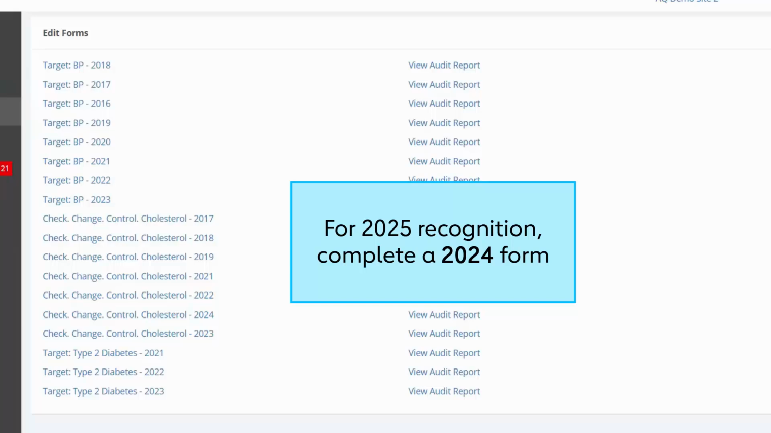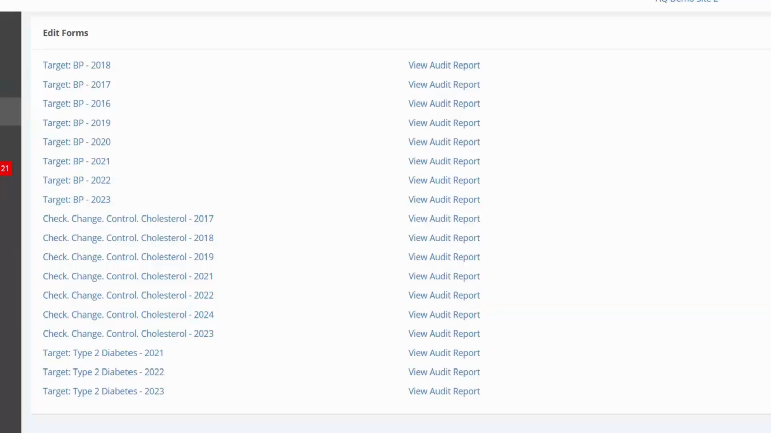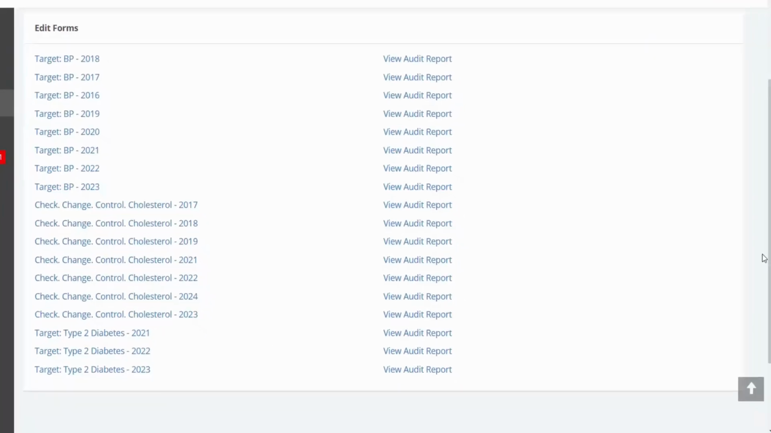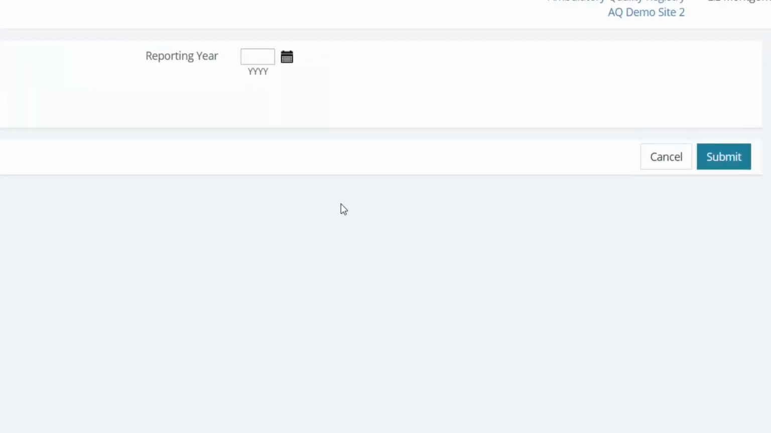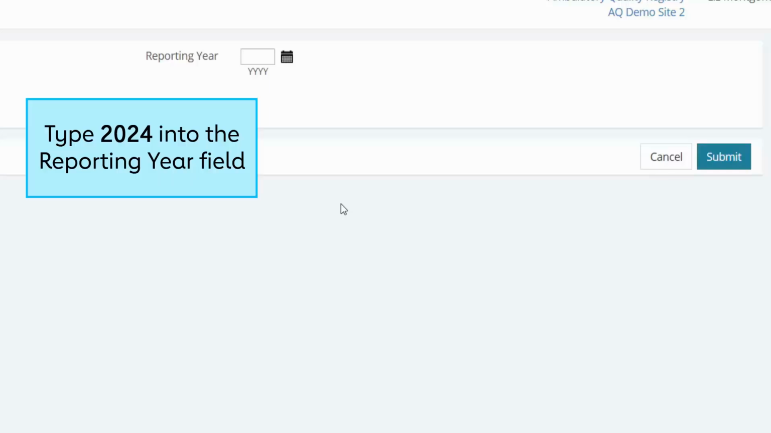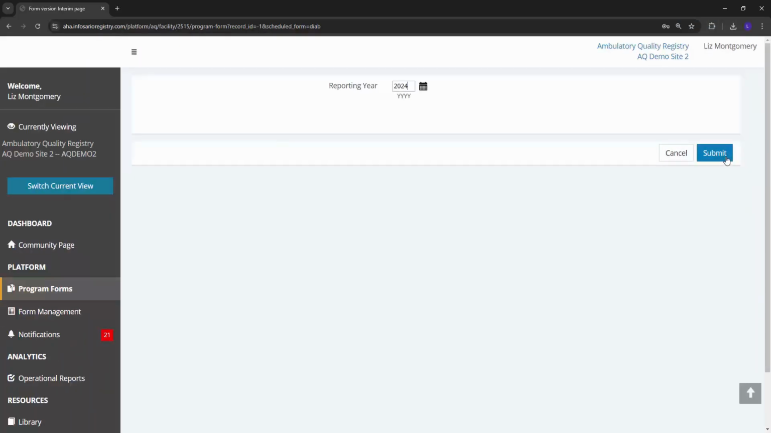If you or another member of your organization have started a 2024 program form for Target Type 2 Diabetes already, you'll see that here. If so, click to start adding data. You can see that I have a 2024 form for another program, Check to Control Cholesterol, already. I don't have a 2024 form yet for Target Type 2 Diabetes, so I'm going to click Add New next to that program. I'm submitting for a 2025 Achievement Award, which is based on 2024 data. So I'll type 2024 in the reporting year field and hit Submit to start the form.